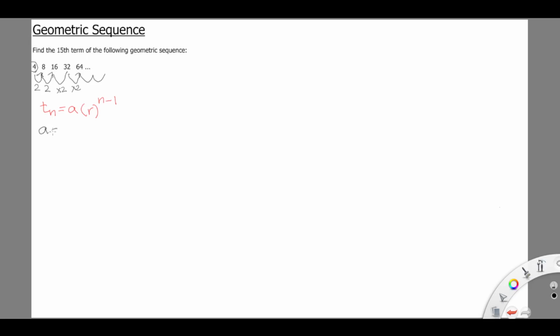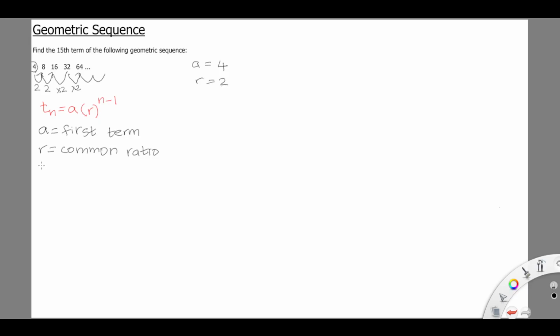A is the first term. So in our example, a is 4 because that's the first term in the sequence. r is the common ratio. The r stands for ratio, which is the first letter in the word ratio. In our example, the number that we keep multiplying by every time to get the next number is 2. So our r in this question is 2.